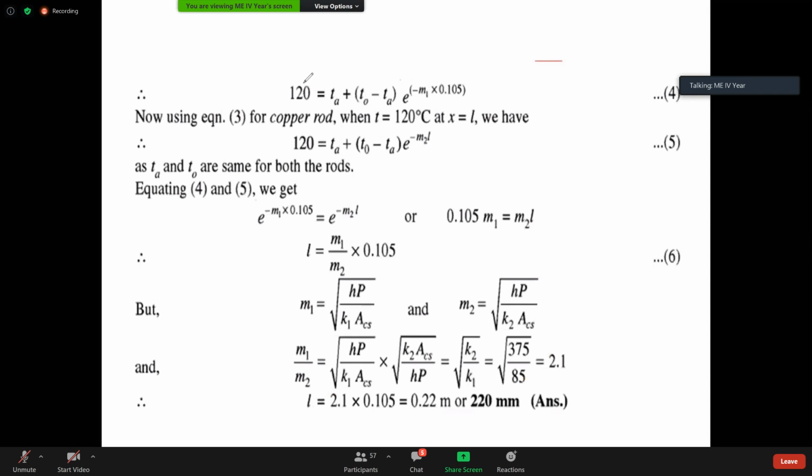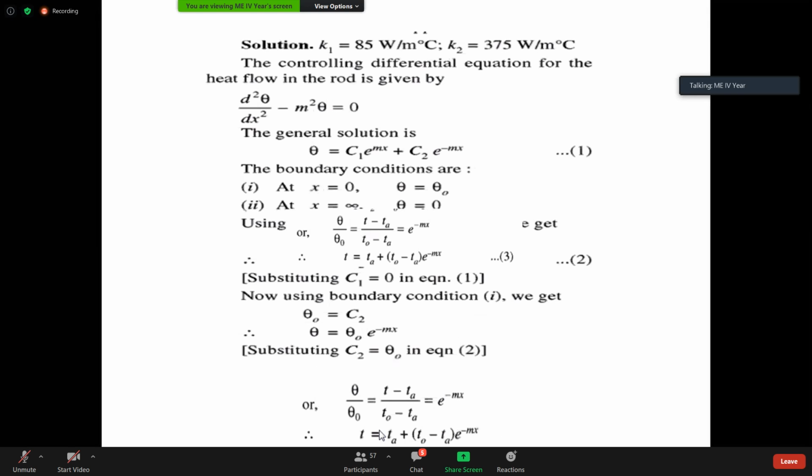At temperature Tx is equal to T20, this is the equation, and we derived the whole equation. I am talking about this part. T is equal to, you focus on this. So now at x, the temperature is 120 degrees centigrade. Ambient is the same. Both are exposed, so I put this ambient as the same.